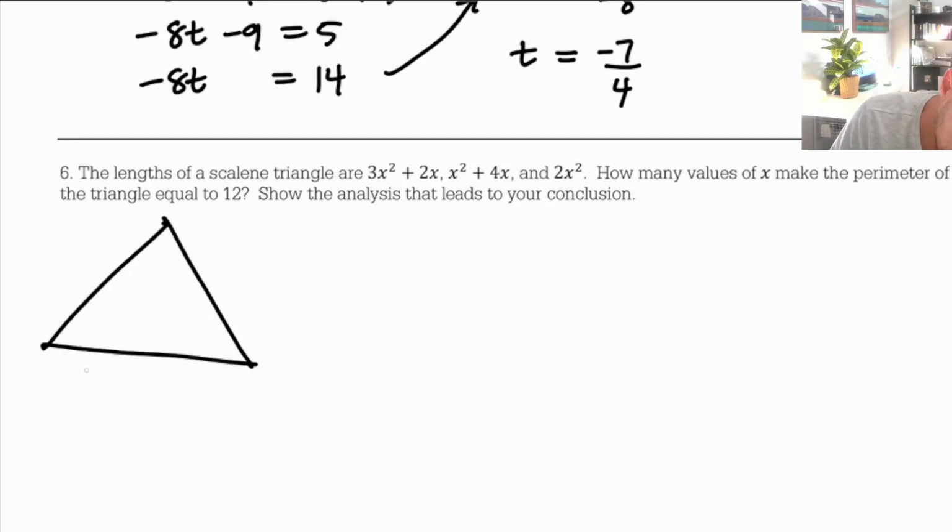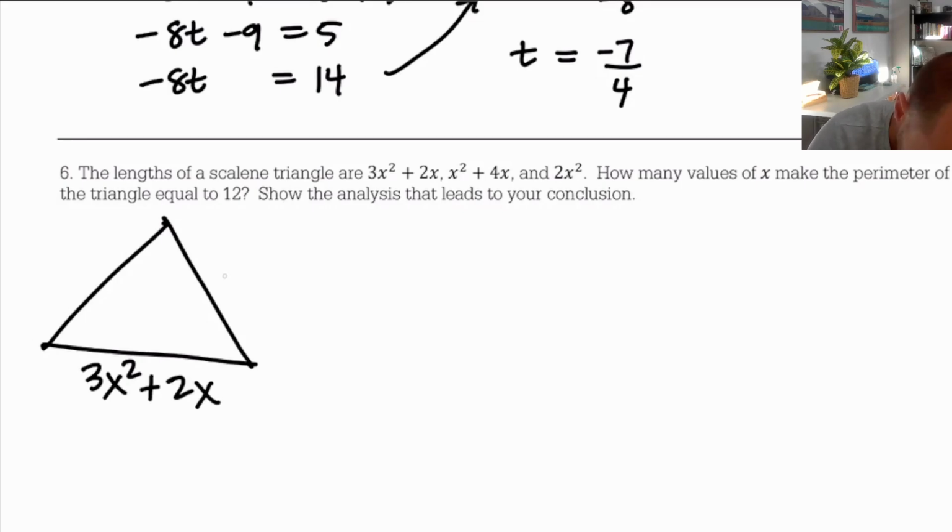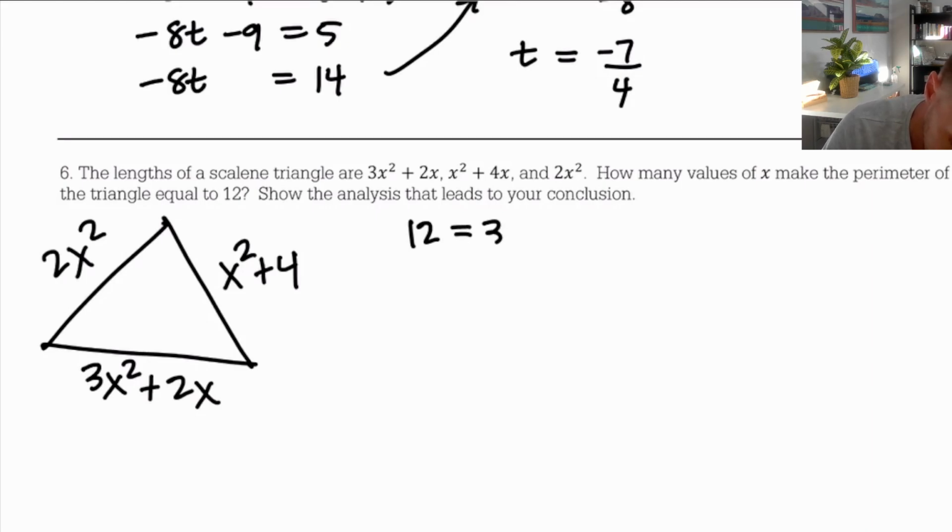So the side lengths are 3x squared plus 2x, x squared plus 4, and 2x squared. How many values of x make the perimeter of the triangle equal to 12? Well, 12 is equal to the perimeter, and we can get that by adding everything together: 3x squared plus 2x plus x squared plus 4, and 2x squared. We'll need to combine some like terms, right? In terms of the squares, I've got 3 and 1 is 4 and 2 is 6.